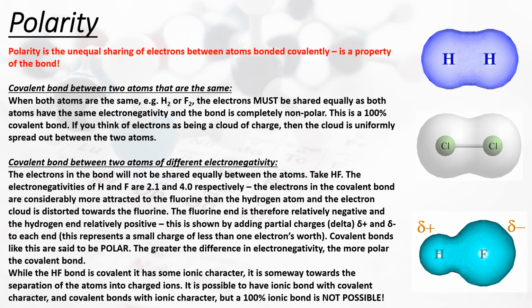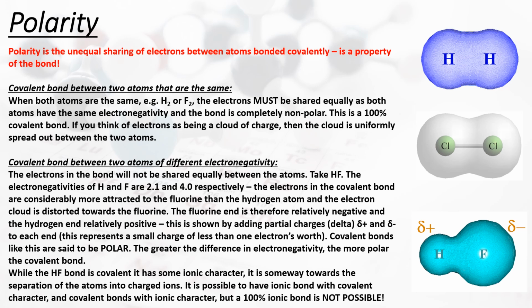So it's possible to have an ionic bond that has covalent character, we'll see this in a bit, as well as here where we have covalent bonds that have some ionic character. It's also possible to have a 100% covalent bond like we saw for dihydrogen or dichlorine, because it's the same atom, so we have this completely equal sharing of electrons. But an actual 100% ionic bond is never possible.